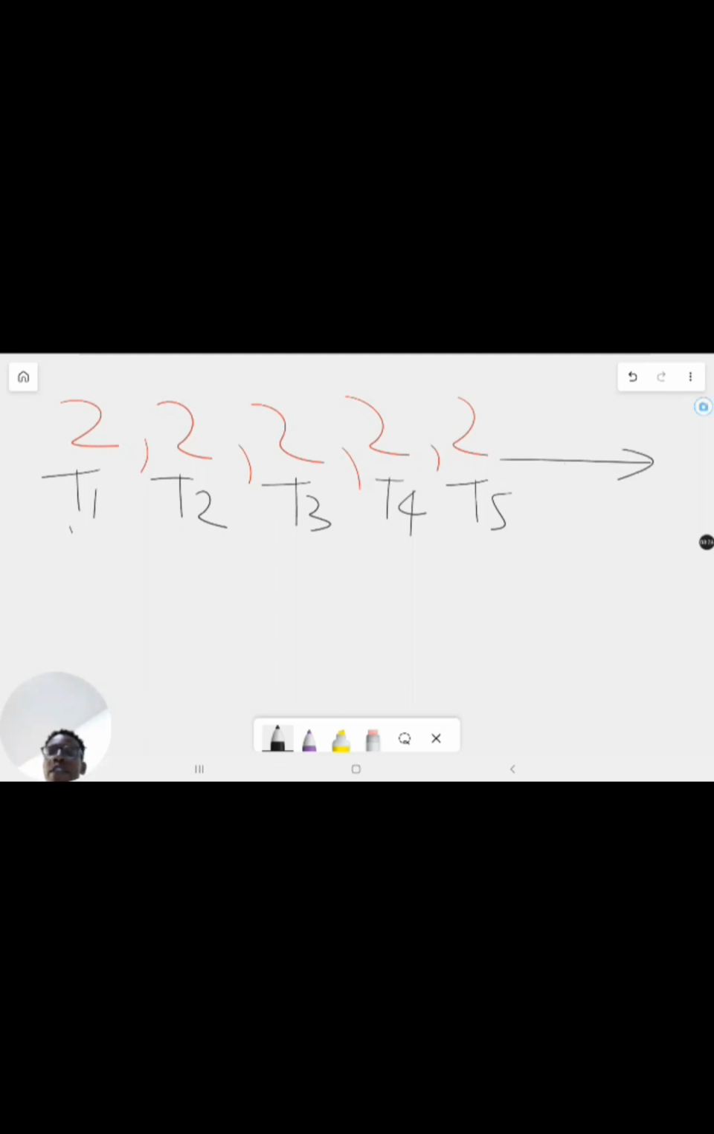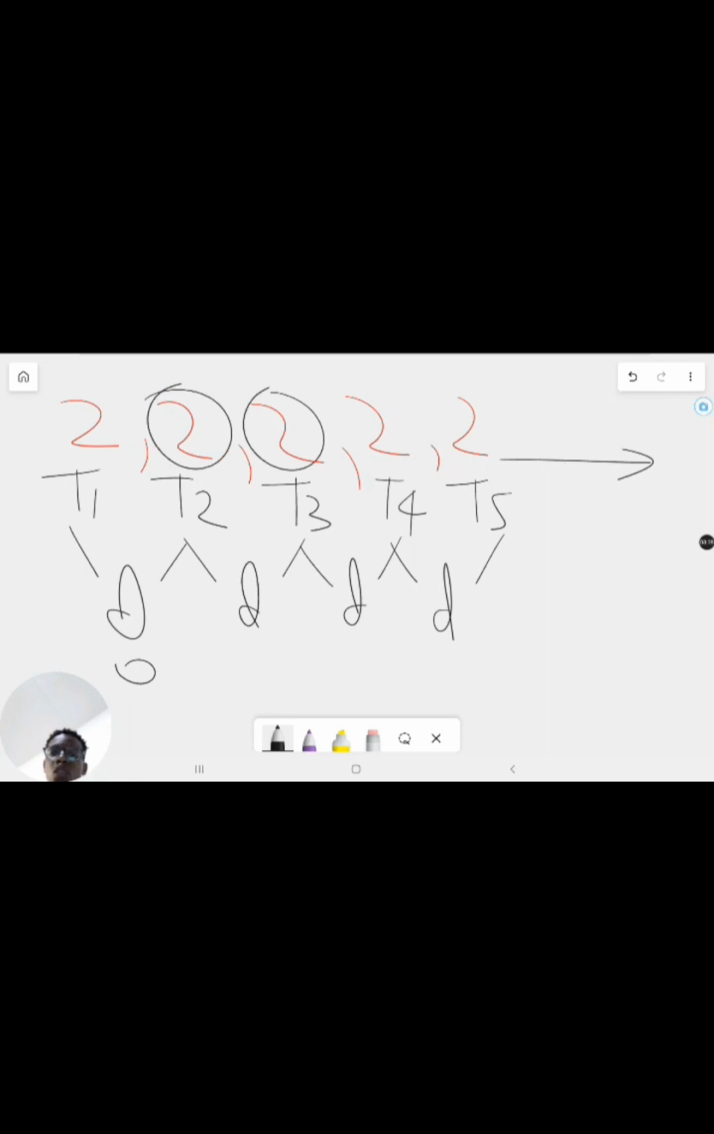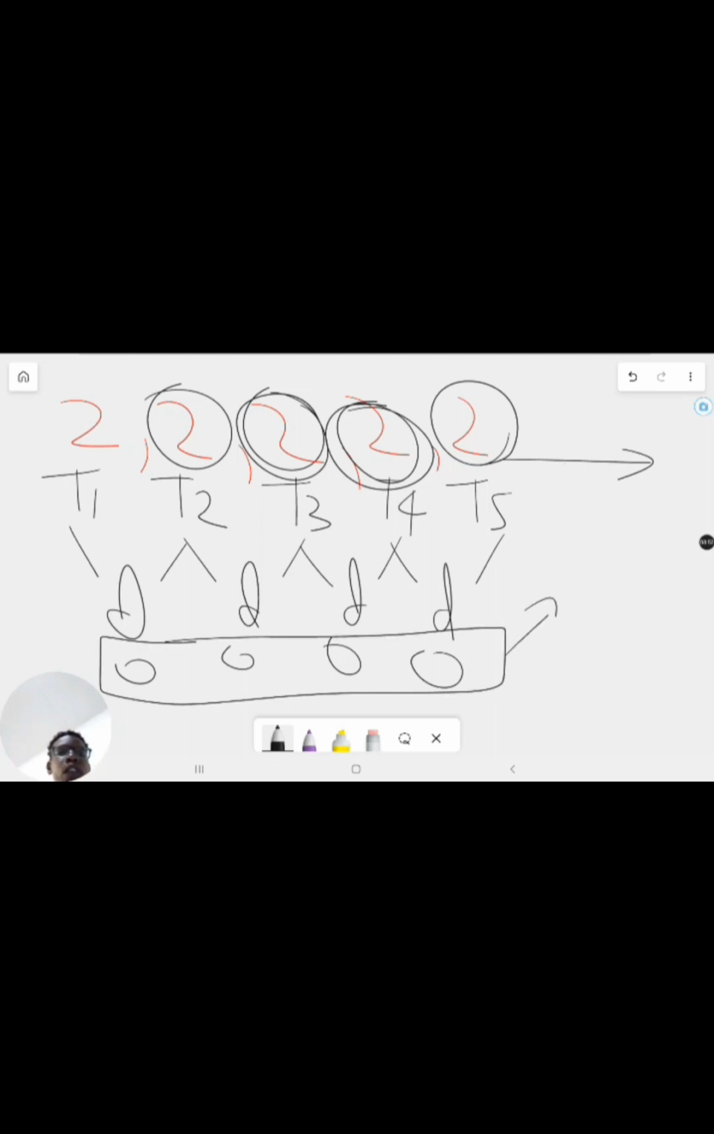Right. The difference between the terms has to be constant in order for this to be arithmetic. Okay, so 2 minus 2 is 0. So D is 0. This 2 minus that 2 is 0. This 2 that you see here minus this 2 here is 0. And this 2 here minus this 2 here is 0. Since all the differences are zeros, this is what we call an arithmetic sequence, because the differences are the same.